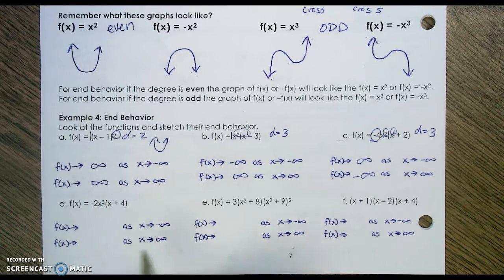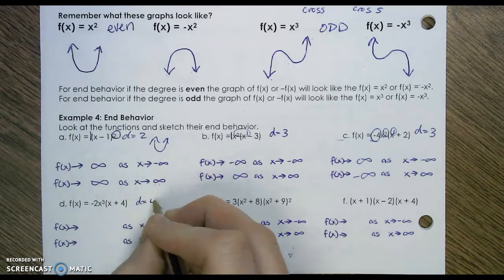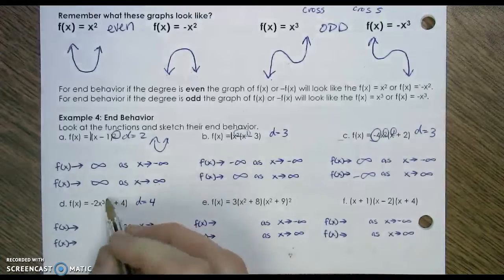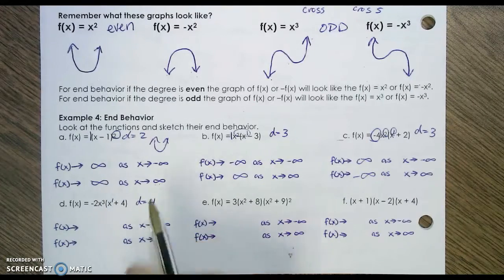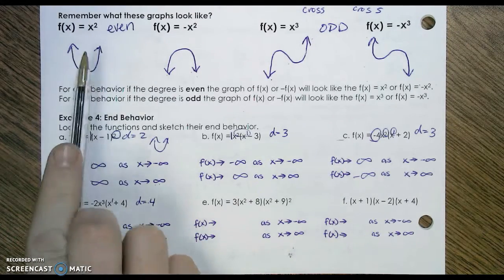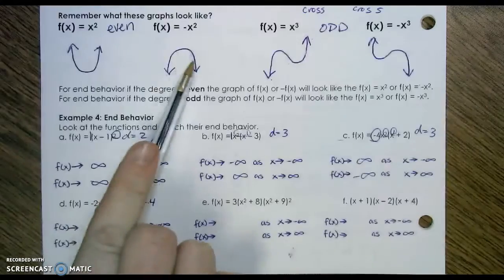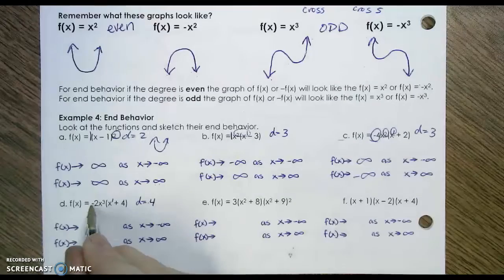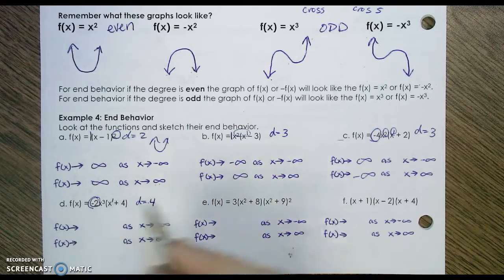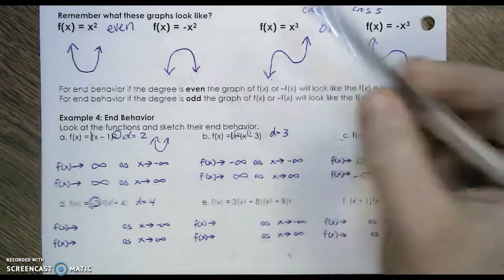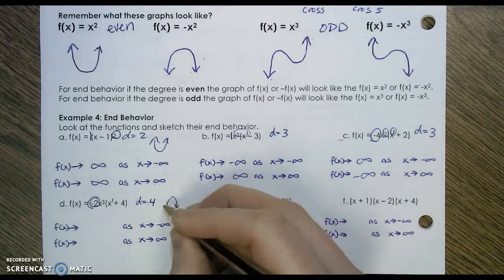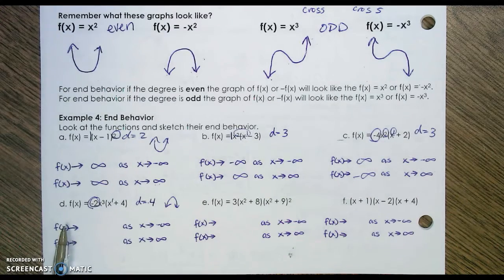For this one, our degree is 4. So we've got 3 plus 1, which is degree 4. And all even exponents end like the squared function does. This leading coefficient is negative, so we're looking at this graph. It's going to end going down, down. So in this form, we would say the function goes down when x goes negative, so on the left. The function goes down as x goes positive, so on the right.